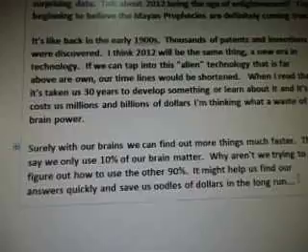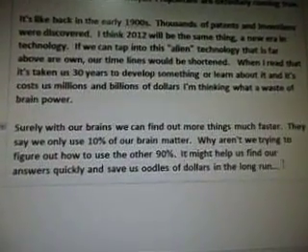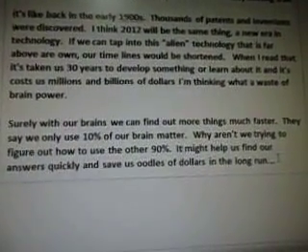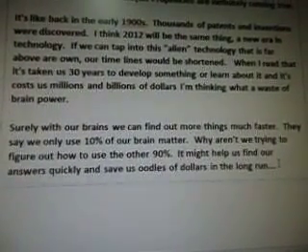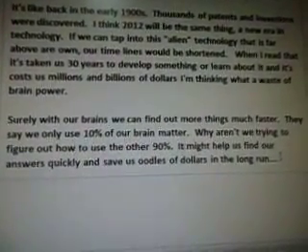If we can tap into this alien technology that is far above our own, our timelines would be shortened. When I read that it's taken us 30 years to develop something or learn about it, and it costs us millions and billions of dollars, I'm thinking, what a waste of brain power. Surely with our brains we can find out more things much faster. They say we only use 10% of our brain matter. Why aren't we trying to figure out how to use the other 90%? It might help us find our answers quickly and save us oodles of dollars in the long run.